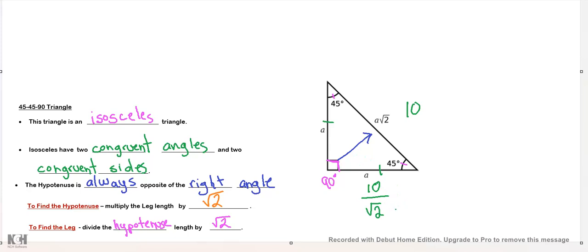But now, if you will remember, we can never have a radical in the denominator. That just does not work. So to get rid of the radical in the denominator, you multiply it by itself. We call that rationalizing it. Whatever you do to the bottom, you have to do to the top. The square root of 2 times the square root of 2 makes a 2. And up here in the numerator, we just have 10 times the square root of 2. So that is going to be the length of these sides, right?